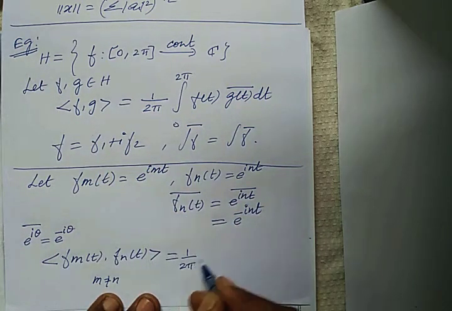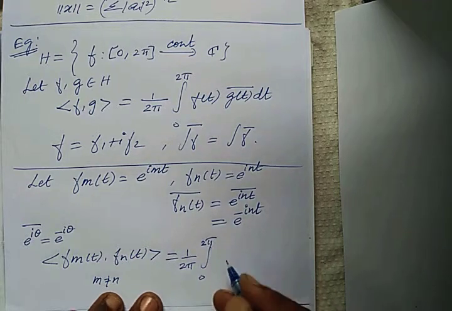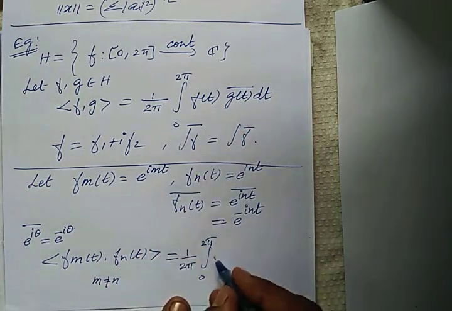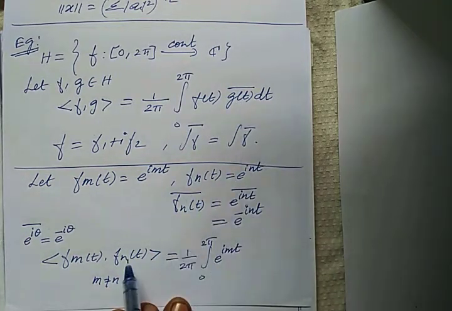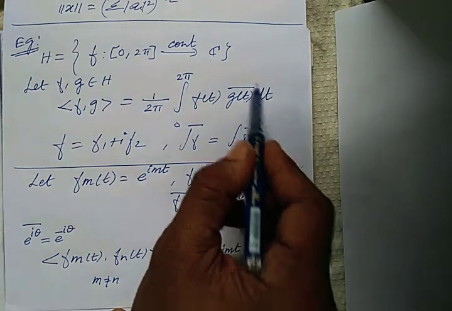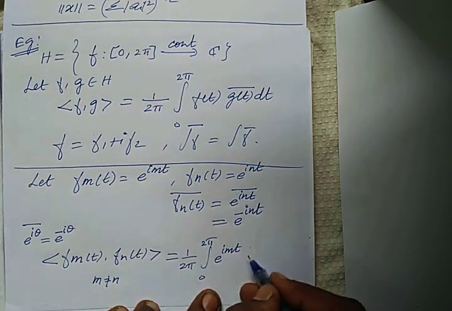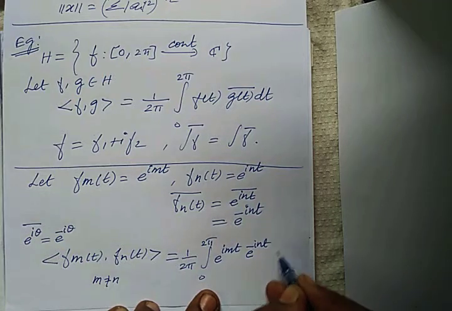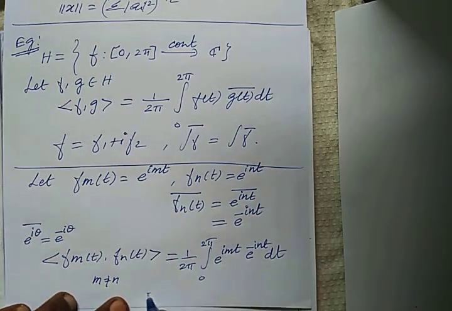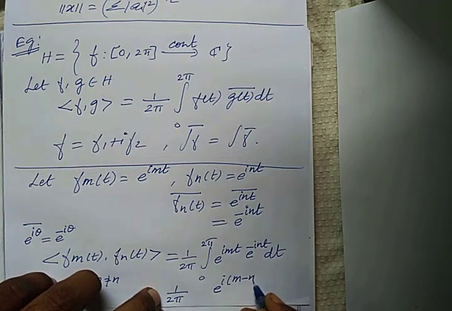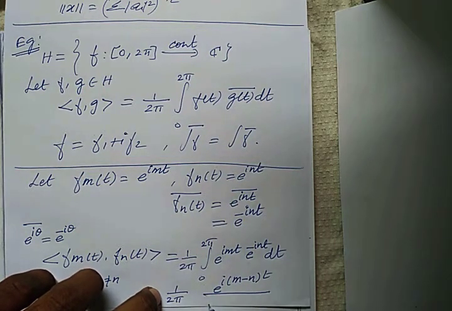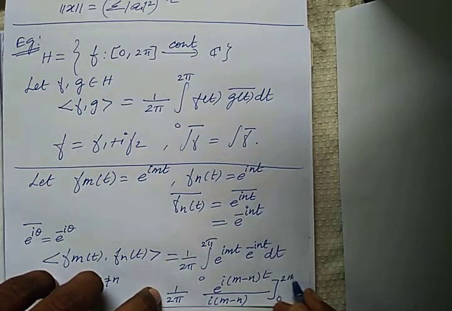1 by 2 pi, integral 0 to 2 pi. What is f_m(t)? e to the power i m t. What is g(t) here? Actually f_n(t) is this one, so g(t) bar. So f_n(t) the whole bar is e to the power minus i n t dt. So this is equal to 1 by 2 pi into e to the power i(m minus n)t by i times (m minus n), integral 0 to 2 pi.